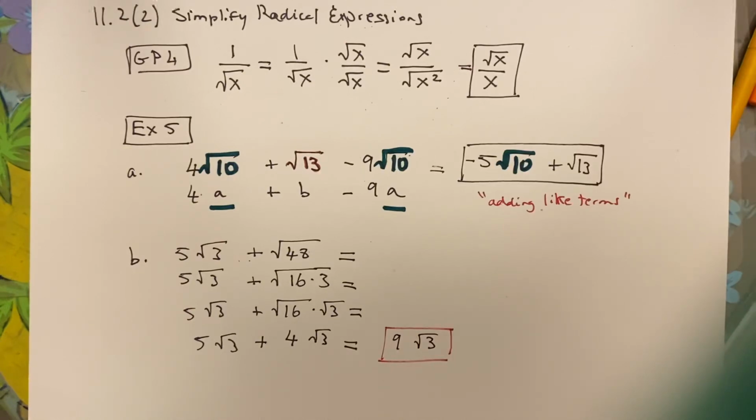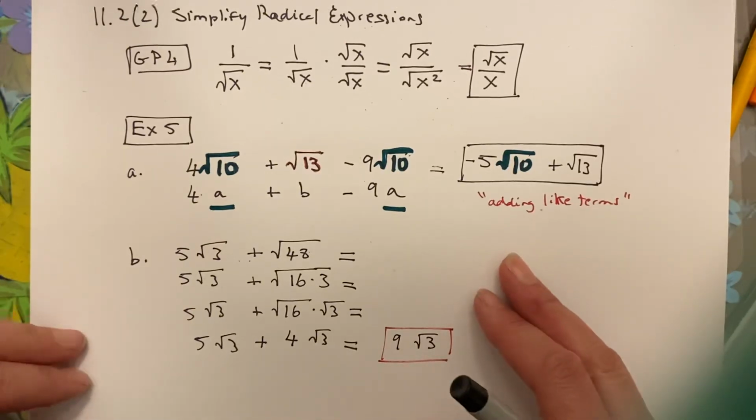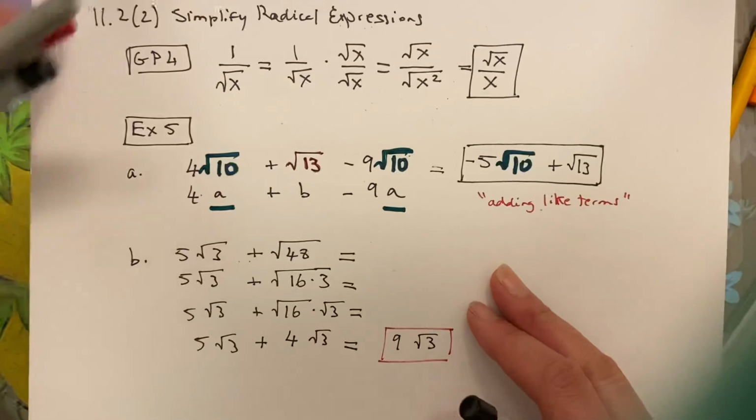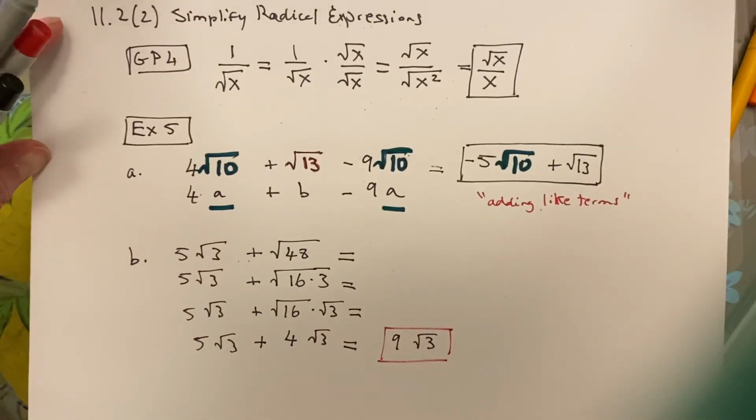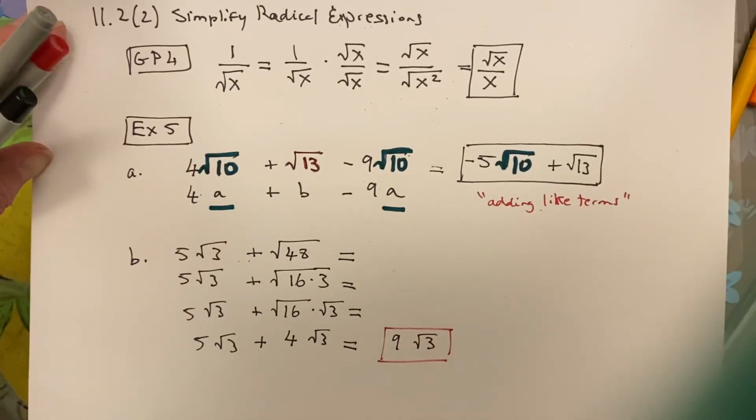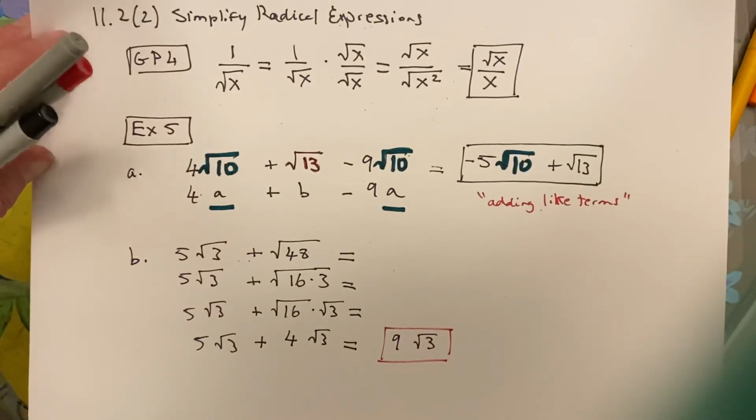Okay, so I would like you to try 2 problems. I want you to go down to guided practice 5 and 6. Guided practice 5 is a reminder of rationalizing the denominator, so you're going to try that. And guided practice 6 is adding and subtracting radicals. So try those right now, pause the video, and then come back and see if you did it correctly.